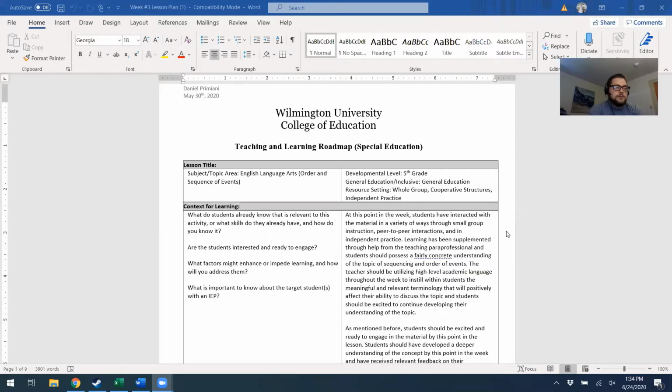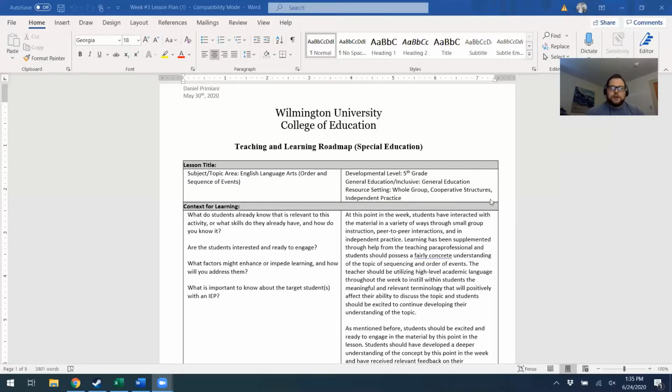My class was 21 students, of which 17 did not have any accommodations or modifications to their educational planning. I had originally 4 students with IEPs, but 2 eventually transitioned out of the special education program. But I did still have 2 students with IEPs and 2 with 504 plans. The resource setting, basically the manner in which the class would transpire, would be a combination of whole group instruction, cooperative learning structures, and independent practice.